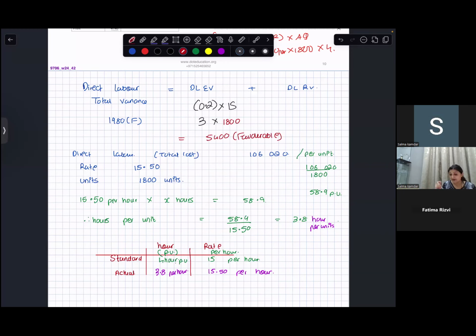Okay, yeah. So the efficiency variances, they are taking less time to produce the units. So my efficiency variance is favorable. This will give me my efficiency variance. Now rate variance. Is the rate variance going to be favorable or adverse? Adverse, because it's more than expected. It's more than expected. How much adverse?